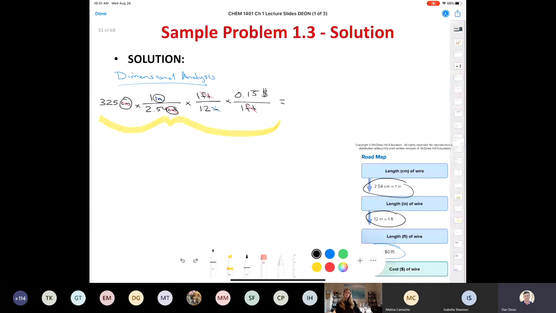And so when we multiply all of that out in our calculator, we end up with $1.60 is what it costs us. Okay, so the price is $1.60.